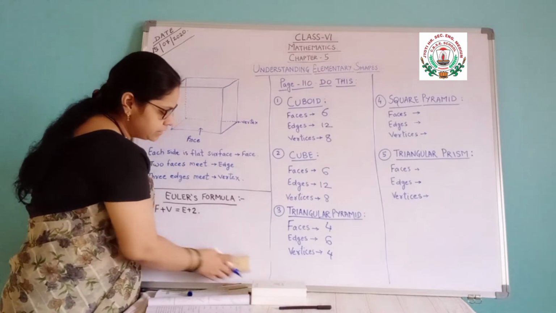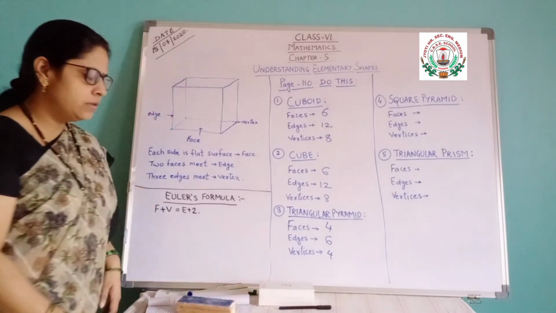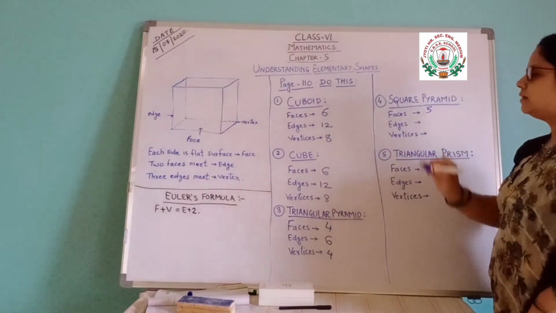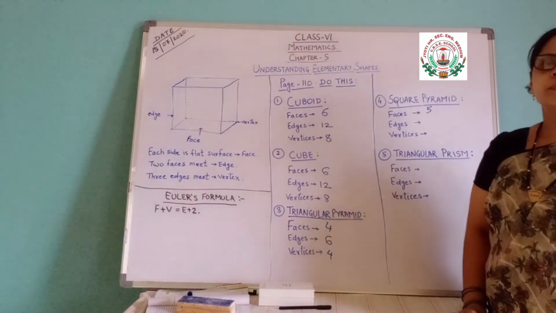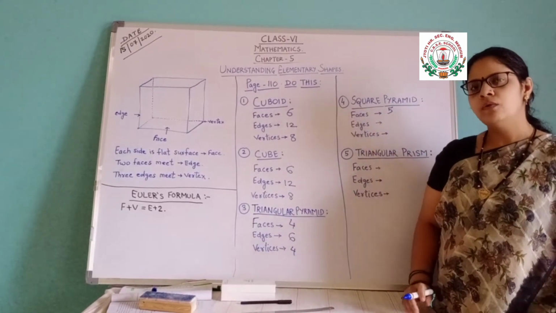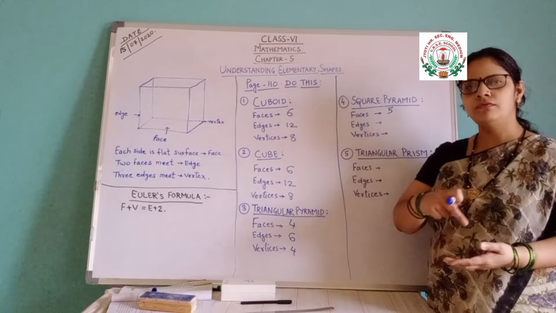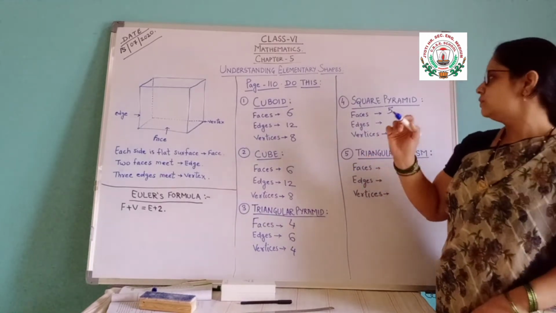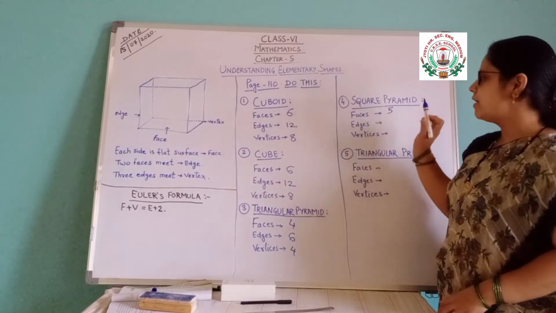So how many faces for the square pyramid? 5 faces will be there. Total number of faces for the square pyramid: 1 for the base, and from all 4 sides one surface will be going. So 4 plus 1 is 5, so total 5 faces are there.